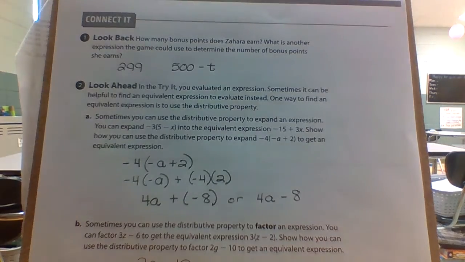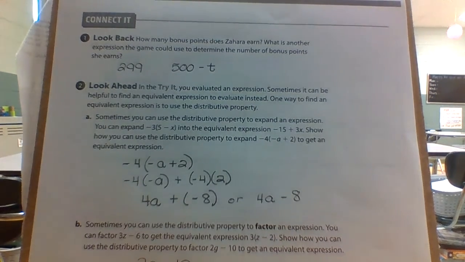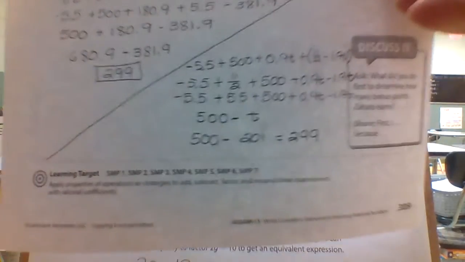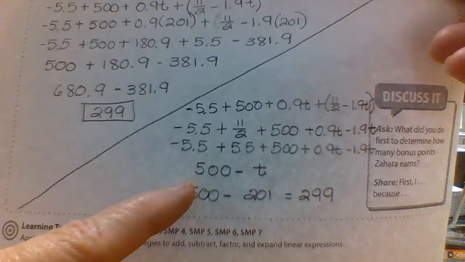Okay, how many points does Sahara earn? The 299. What's another expression the game could use to determine the number of bonus points she earns? 500 minus t, just like it was shown right here. Okay.